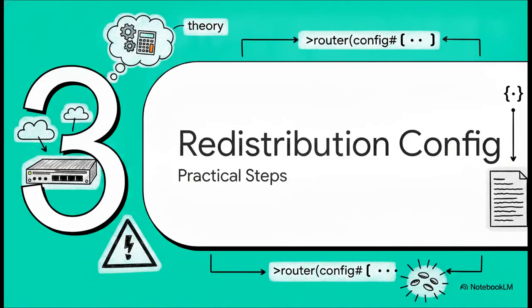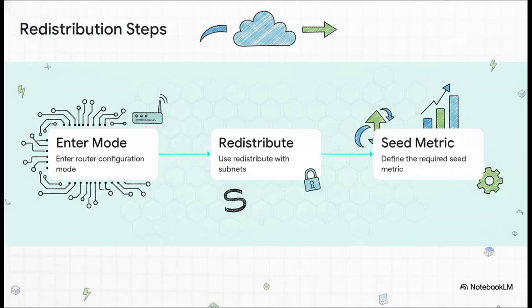Section 3. Configuring route redistribution. Let's look at the practical steps. Knowing the theory, let's actually look at the syntax on Cisco routers. The logic is beautifully straightforward. First, you hop into the routing process you want to inject routes into. Second, you use the redistribute command. Now see that subnets keyword? That is absolutely crucial. If you leave that out when pulling routes into OSPF, only classful major networks get redistributed and you lose all your specific subnet data. Finally, you just attach that seed metric we just talked about.